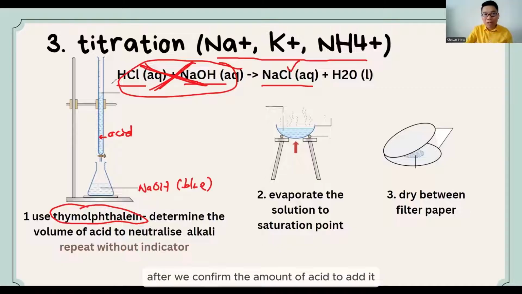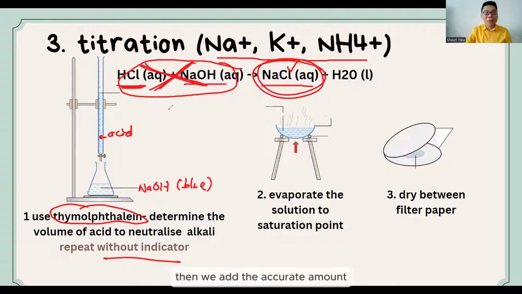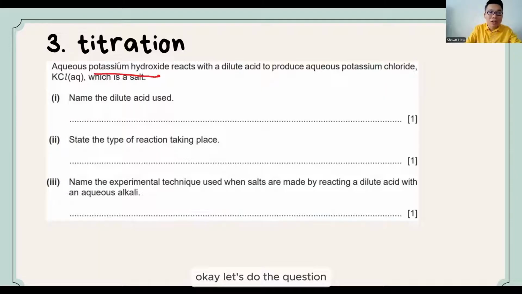After we confirm the amount of acid to add, then we can repeat the experiment without indicator because we don't want the indicator to pollute our salt. Then we add the accurate amount, and we get NaCl with H2O. Then we can do as usual: we evaporate the water, we get NaCl, and dry it between filter paper, just like that. Okay, let's see the question.